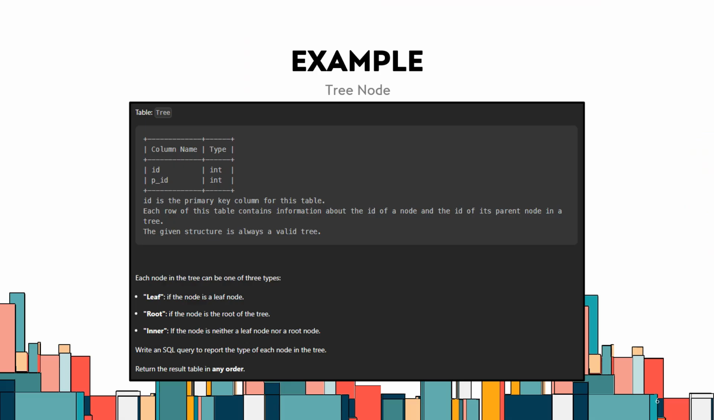We're going to look at an example of some code. I grabbed this specific one from LeetCode. It's under medium difficulty, and it is described as follows: each node in the tree can be one of three types. Leaf if the node is a leaf node, root if the node is the root of the tree, and inner if the node is neither a leaf nor a root node. Write an SQL query to report the type of each node in the tree. Return the result table in any order.